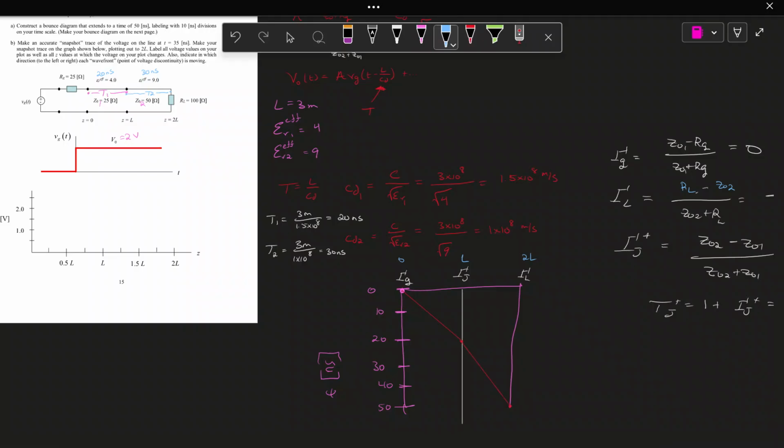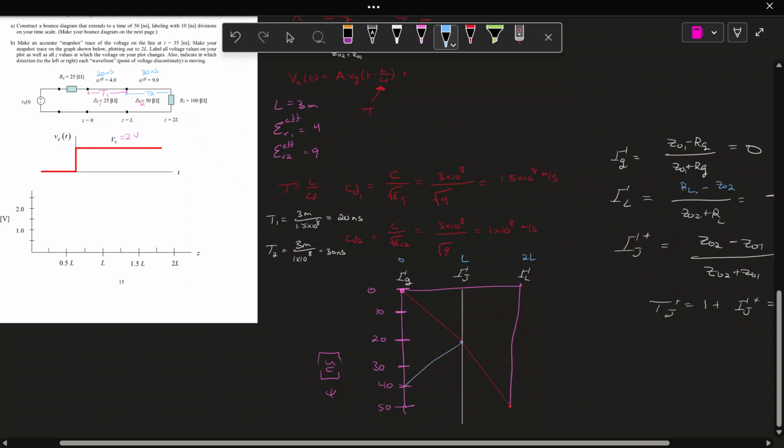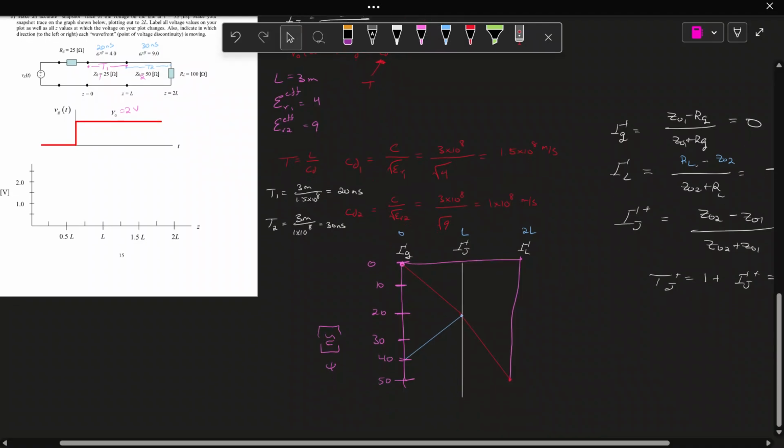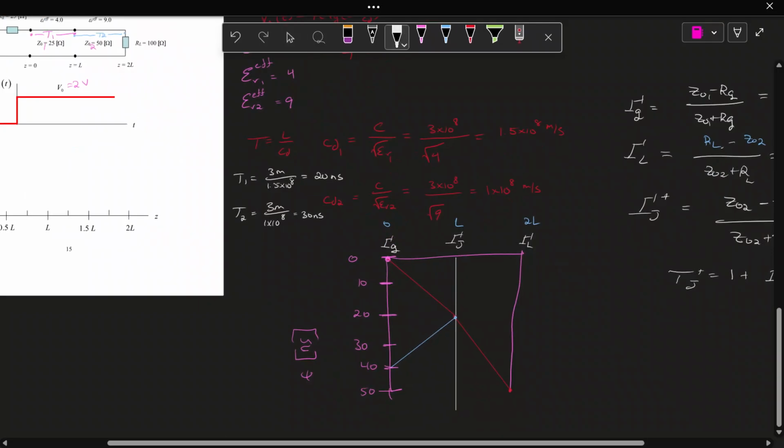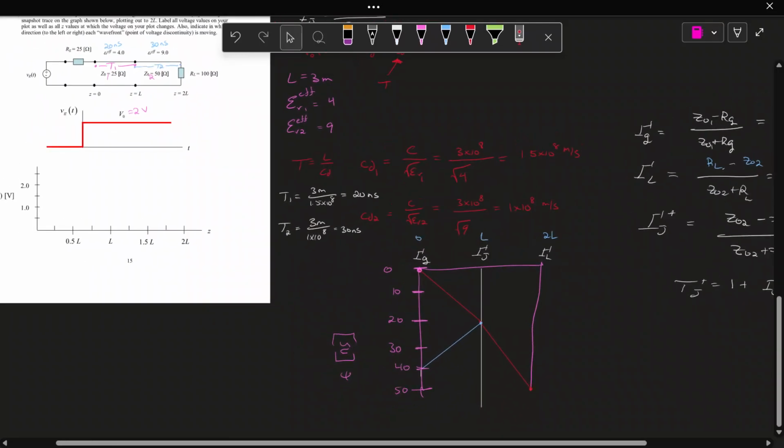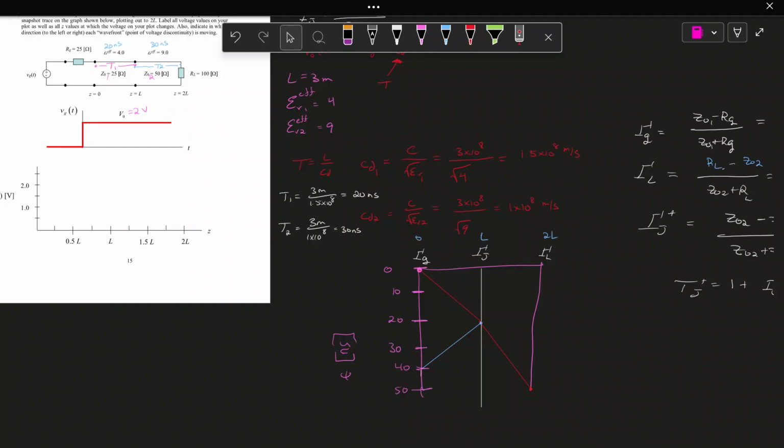And then there will also be some reflection coming back, because there's a mismatch between Z01 and Z02. But how long does it take? Well, to go from junction to source, it takes the same time as it would from source to junction. So what you're going to have is this here. You're going from 20 plus 20 to 40 nanoseconds. So this is our basic layout of our bounce diagram. Hopefully this made sense. All I used was the time it took to go from source to junction, junction to load, and then back from junction to source.